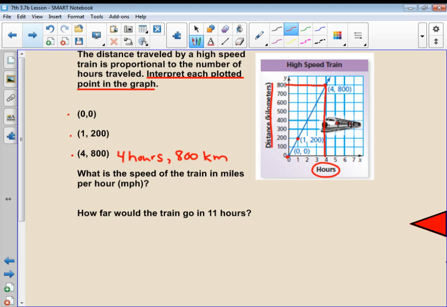So then this next one is the same concept. Our 1 is representing our hours, so 1 hour, I could travel 200 kilometers. And then my 0, 0, well, would be at 0 hours, I would travel 0 kilometers. So that's interpreting what each of those plotted points means.